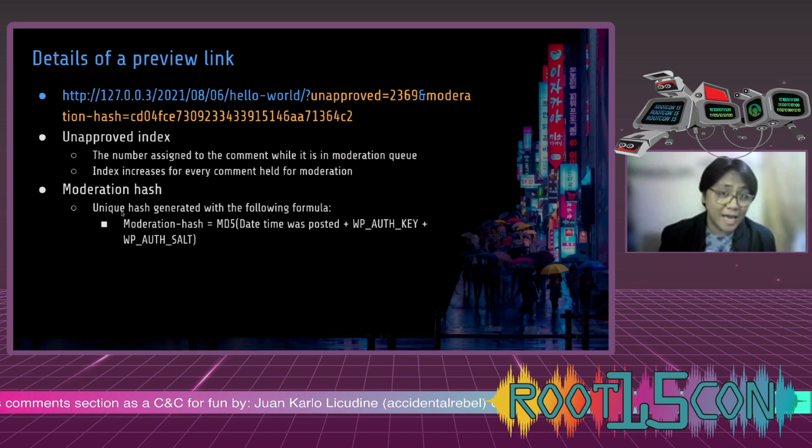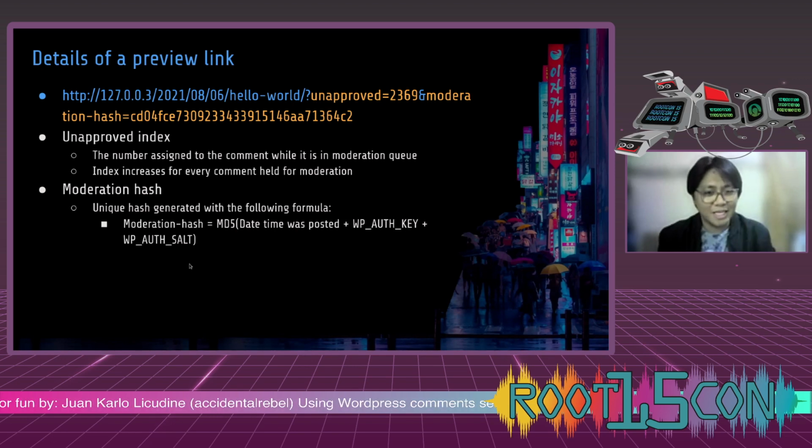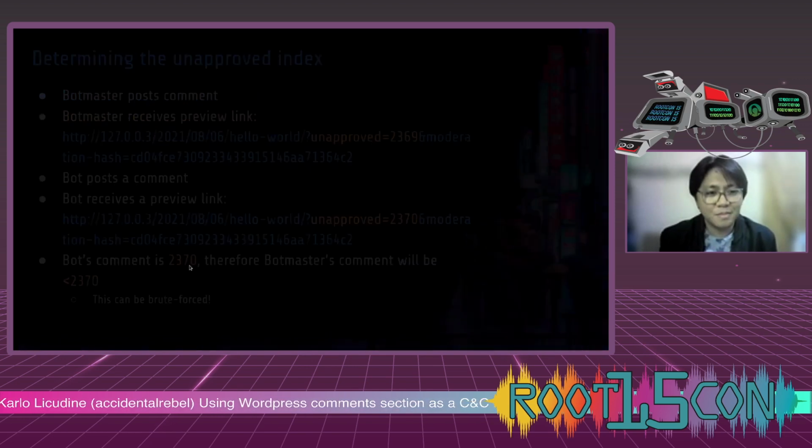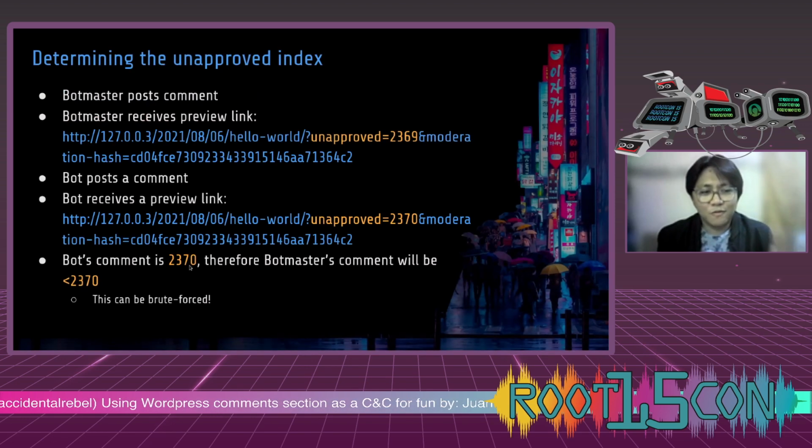How about the moderation hash? This is a unique MD5 hash that is generated with the following formula. As long as you know the date and time the comment was posted, along with the WP auth key and the WP auth salt, you can get the moderation hash. Okay, I'll explain this a bit more. So for now, let's try to get the unapproved index.